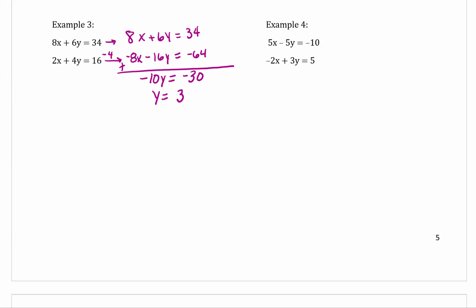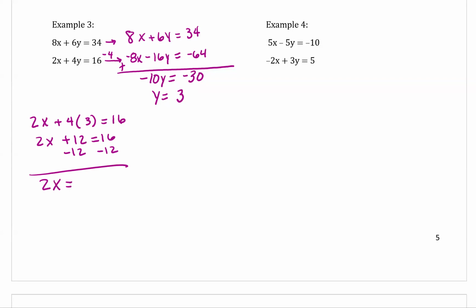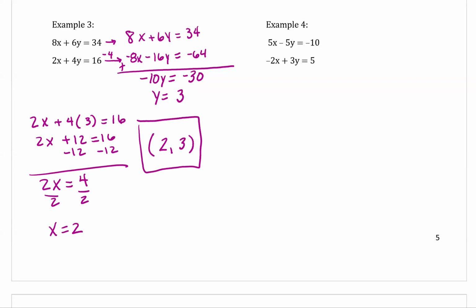Substitute 3 in for y into one of the original equations. I'm selecting the second equation simply because the digits are smaller. Solve for x. X is equal to 2, y is equal to 3. Write your answer as an ordered pair. And there you go.